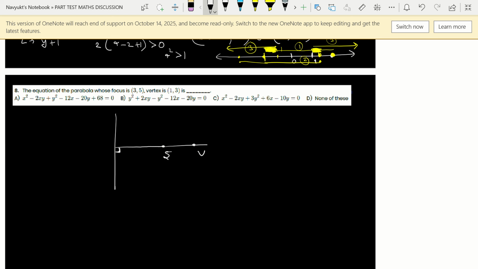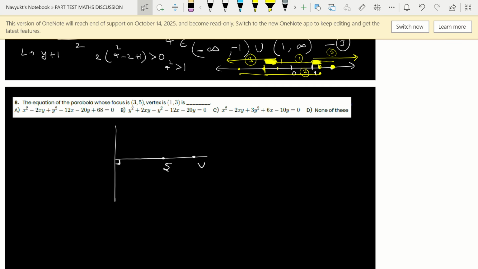So we need to find the equation of that parabola. First of all, we will notice that this is a general parabola. This is not a standard parabola. So for finding the equation of any general parabola, we use our geometric relation, which is PS equals PN, correct? Or PS square equals PM square. Either way we can say.